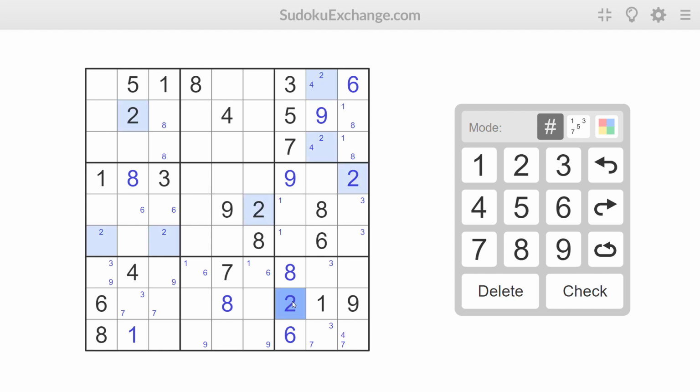Now a 4 got eliminated here, and this is the only place where we can have a 4 in this box. So we put a 4 here. This is the only place where we can have 7. 7 here. Put a 3 here. And we put a 5 here. And 5, 5, 5 in this column.